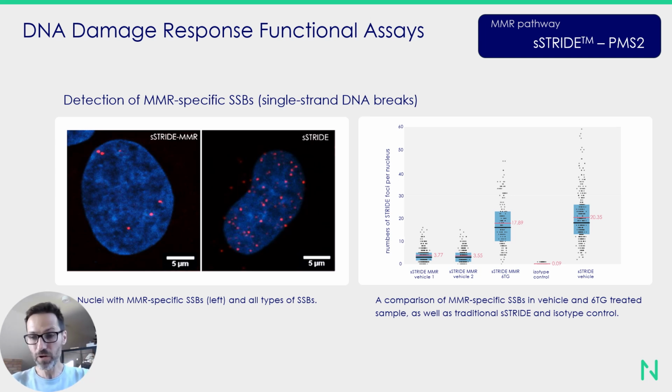On the right-hand side of this, and also in the next slides, we present a part of the validation dataset. First, we looked at whether the signal in the sSTRIDE PMS2 assay can be modulated by treating the cells with 6TG, an agent known to induce MMR. As you can see, we were able to see a significant increase in the readouts after the treatment. Importantly, an isotype control sample yielded very low readouts, confirming the specificity of the assay. This is compared to readouts for the classic sSTRIDE assay, which naturally are on a high level.